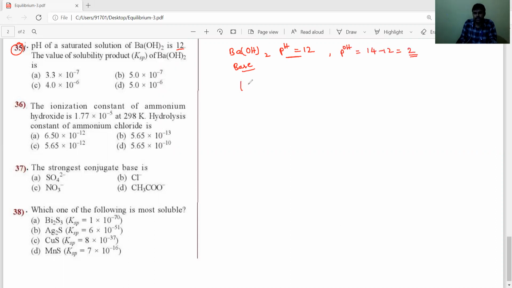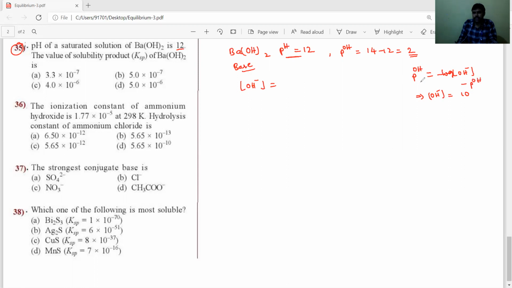Then the OH minus ion concentration is equal to, because pOH is equal to minus log of OH minus concentration, that OH minus concentration is equal to 10 to the power of minus pOH.